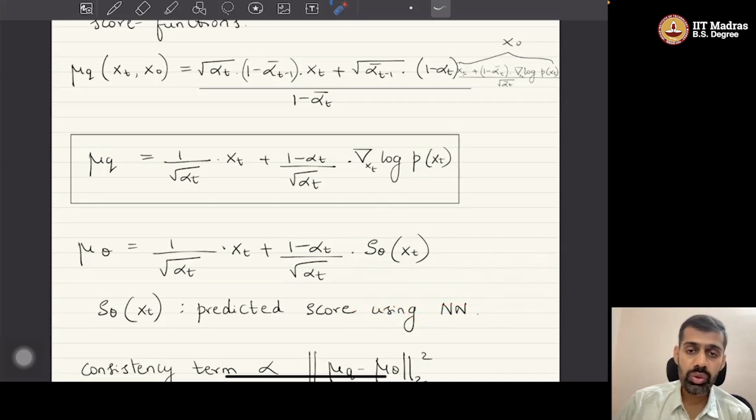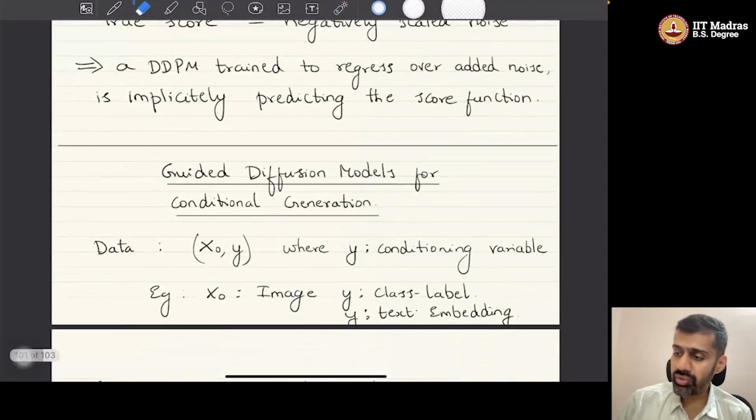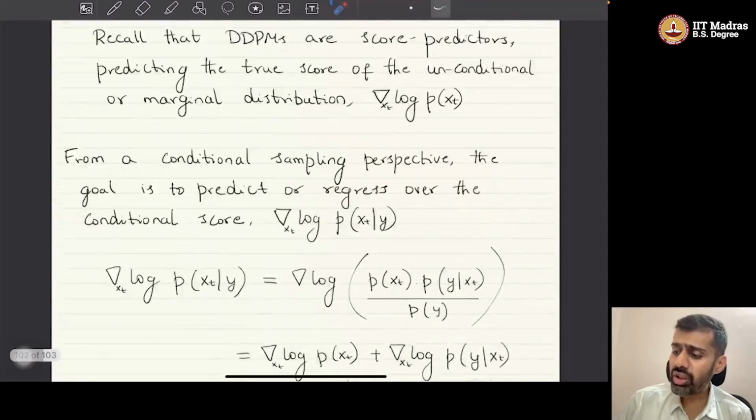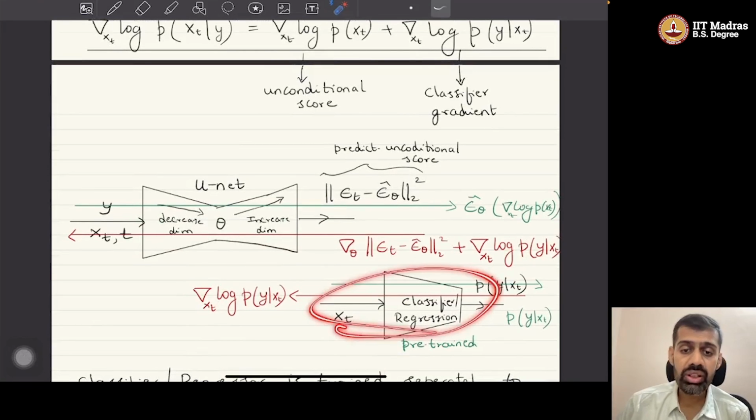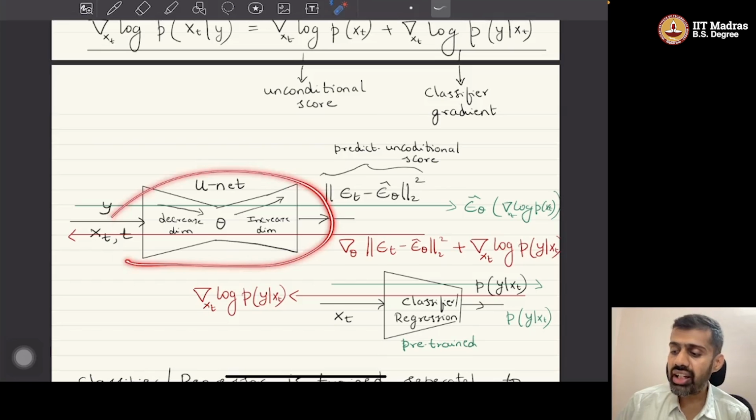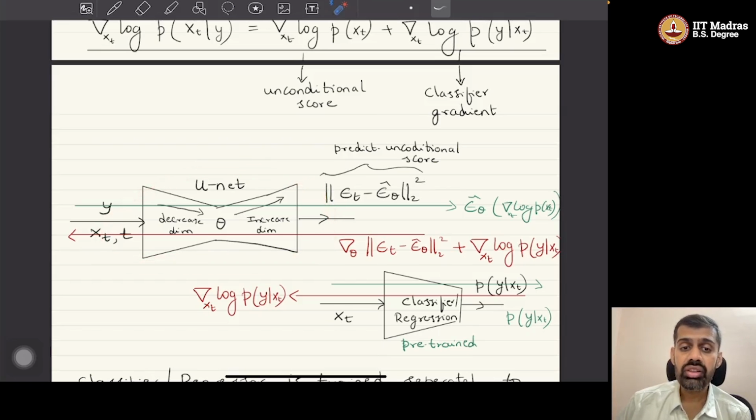So that's it. During inference, you just take the output of the neural network, and the neural network also will have y as an input. And please note that this classifier will not be used during inference at all. So this is only used during training to so-called guide the diffusion process using the conditioning variable. Once this is trained, you just discard this, and whatever output this neural network is giving can be seen as the conditional score, and use the usual inference procedure to do a conditional sampling. So that is about doing conditional sampling.